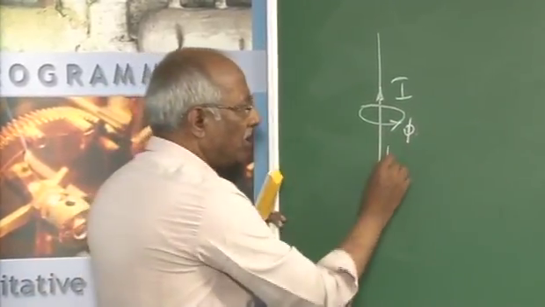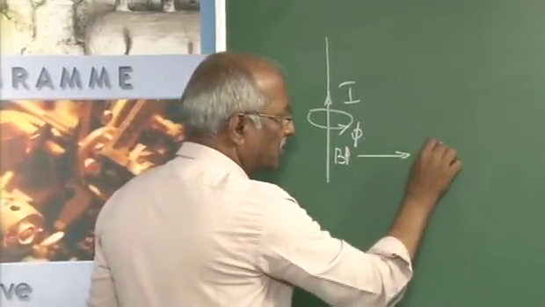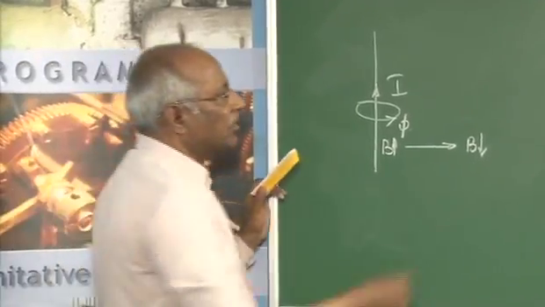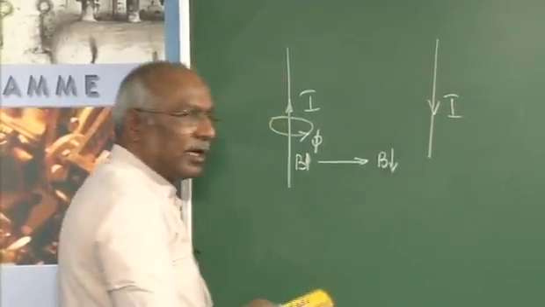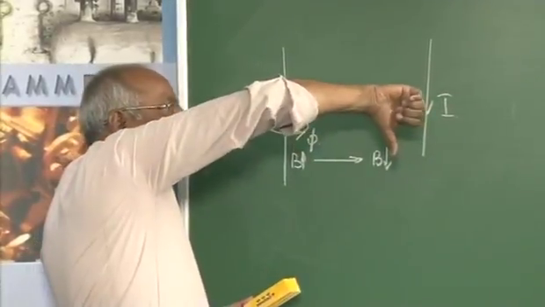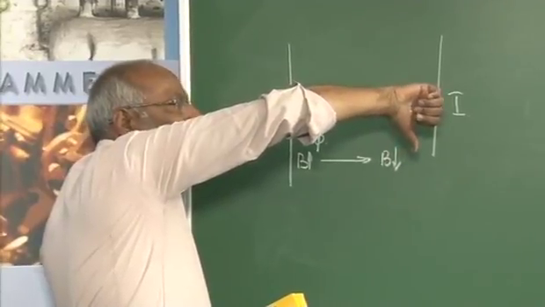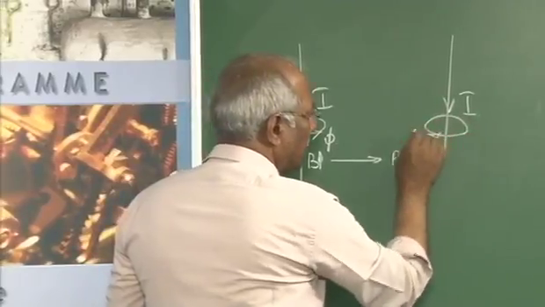The field here is more. As we go away from this, the field goes on getting reduced. If the conductor were to carry the current in the opposite direction, then the direction of the flux produced will be this way. Hold the thumb in the direction of the current, that's downward. This gives you the direction of the flux produced. With that in mind, this will be the flux produced.